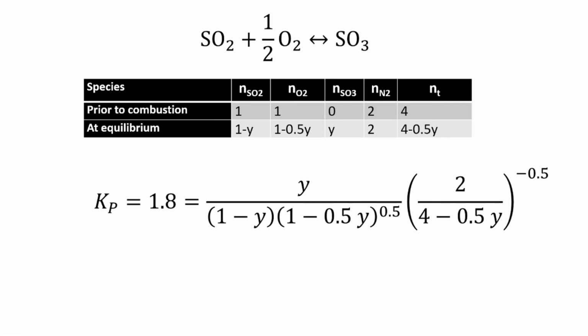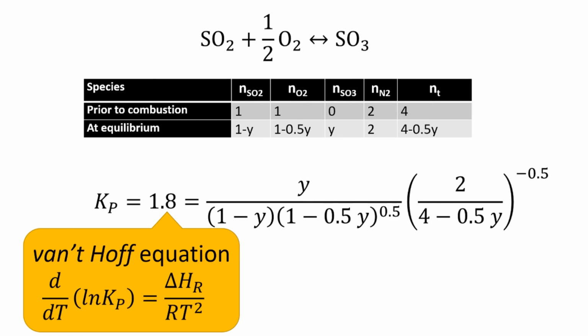Don't forget, just as a note, that you were given this equilibrium constant in the problem and it's specific to this temperature of 1000 Kelvin. If you were given this constant but not at the temperature you need, don't forget that you can use the Van 't Hoff equation to adjust this equilibrium constant to other temperatures.